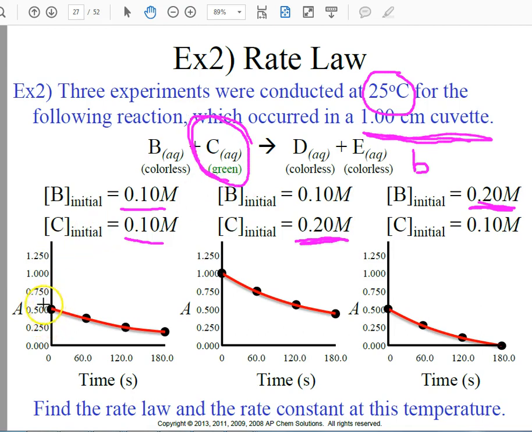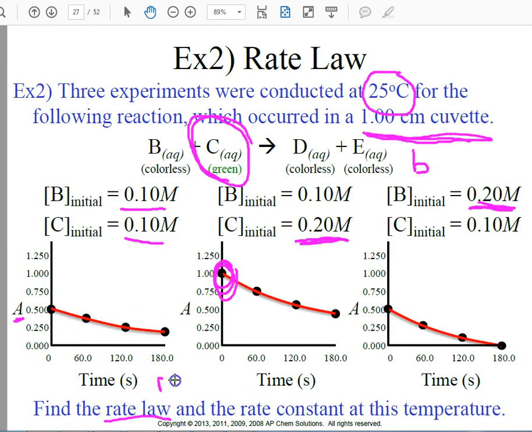So as the reaction goes, the absorbance goes down because C is being used up. Making sense? So C is a reactant, it's green. Notice when we have more C, we have more absorbance to start out with. And then it always goes down over time because green is our reactant and our products are colorless. They want us to use this information to find the rate law and the rate constant.